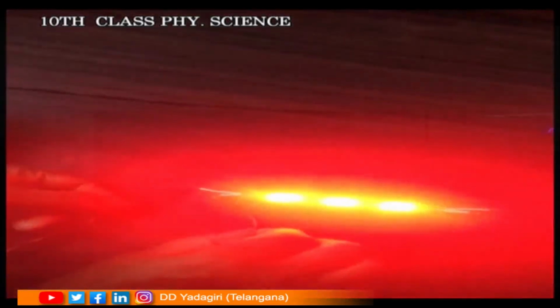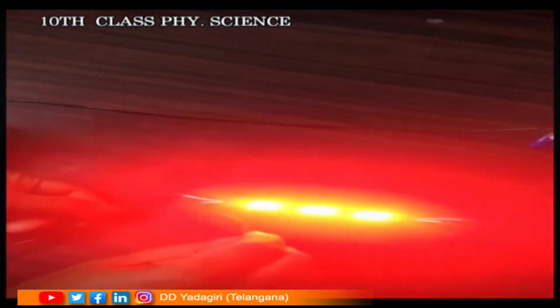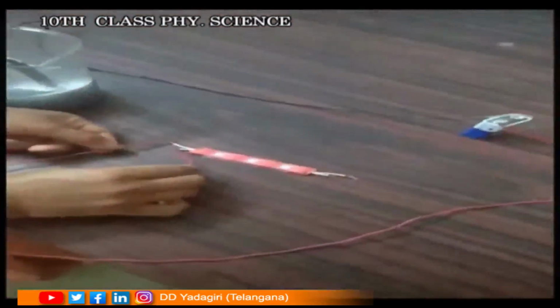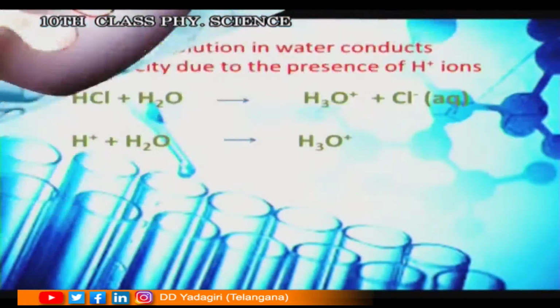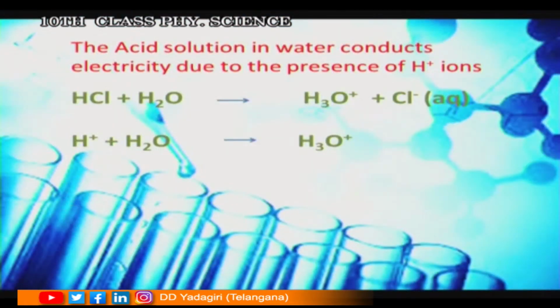How does the current pass through the circuit? The process of electrolysis of the acid solution is done. That implies HCl is dissociated into H plus and Cl minus ions. H plus ions contribute to the conduction of electricity. Through the acid solution, electricity is conducted and the bulb glows. The acid solution in water conducts electricity due to the presence of H plus ions.